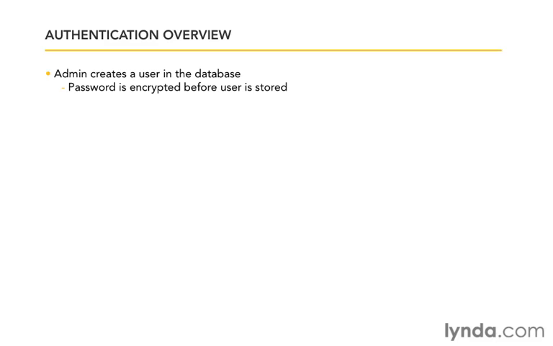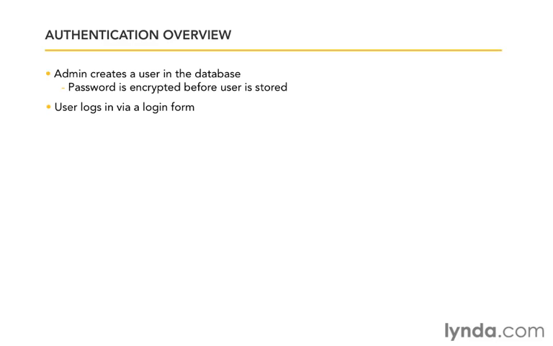So to begin with, an admin is going to create a user in the database. They're going to create their username, they're going to create their password. And the password will be encrypted before it's stored in the database. At that point, the user has the credentials they need to log in. The database now knows who they are, and it's ready for them.